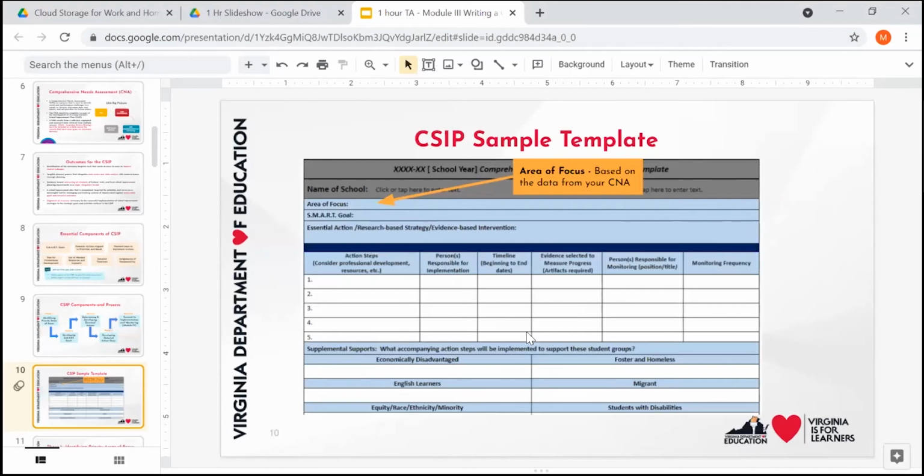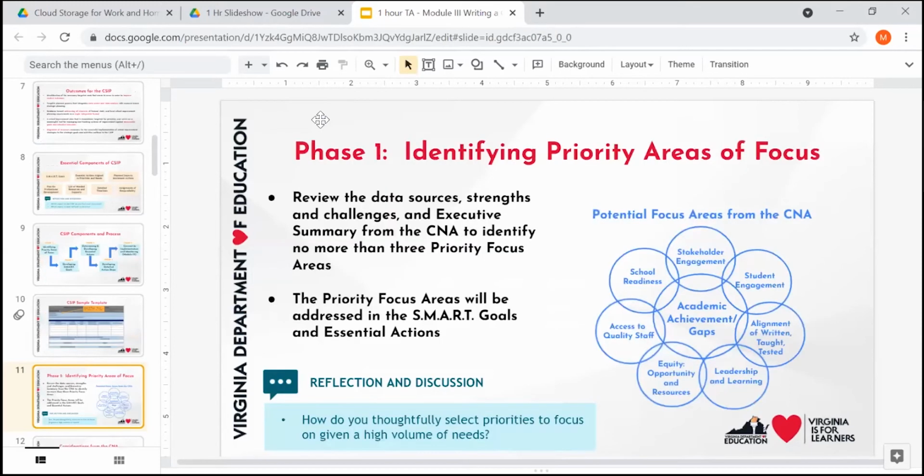On the screen in front of you is a sample template of the comprehensive school improvement plan. And if you notice, we've highlighted the start of this, and it's kind of overwhelming on the screen to see that if you haven't worked with a comprehensive school improvement plan template before. You notice there's an area of focus, and that's based on that data from your comprehensive needs assessment. And so the first thing you want to do is to identify priority areas of focus. You want to review the data sources, strengths and challenges, and the executive summary from your comprehensive needs assessment to identify no more than 3 priority areas of focus.